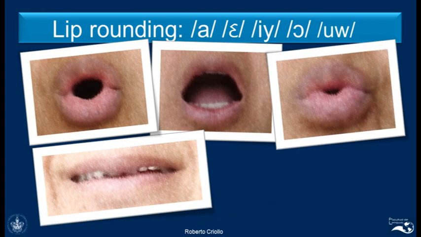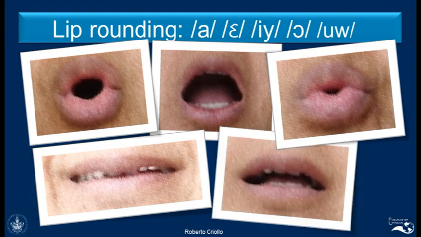Next position, the lips are spread to the sides, the mouth is almost closed. And finally, the last position, the lips are spread, right? But the mouth is partly open. The lips are not as close together as for the previous position. So if you see, these shapes can help us to produce those sounds.